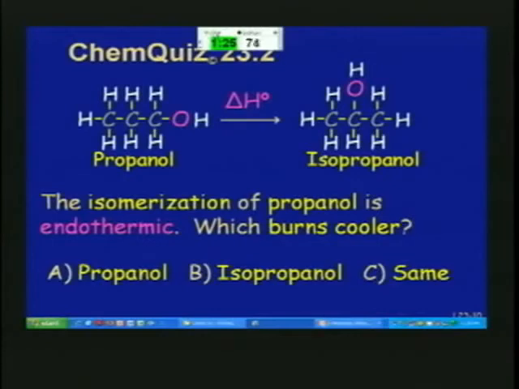Which one burns cooler? Same principle that I explained to you earlier with the water and the steam.